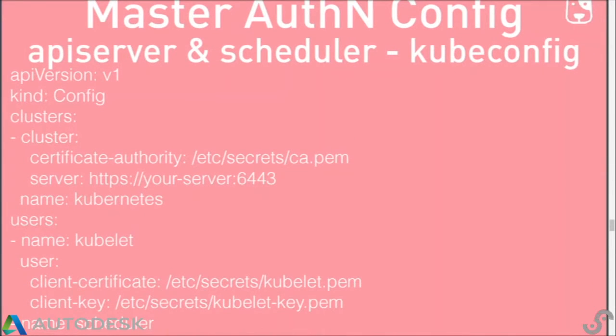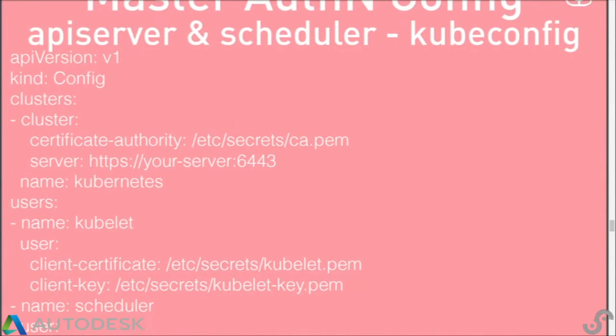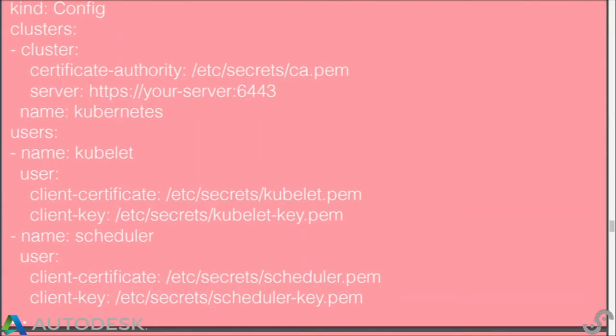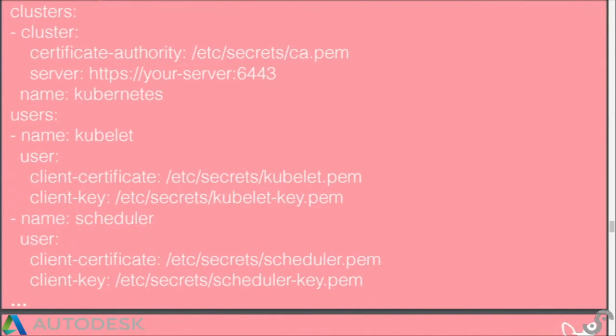This is the main API server for Kubernetes. Pretty clear cut here. These are not full config files. I just pulled out the TLS related stuff. So you've got your kubelet user there, you've got your scheduler. In an ideal world, these obviously have separate certs and keys, right?